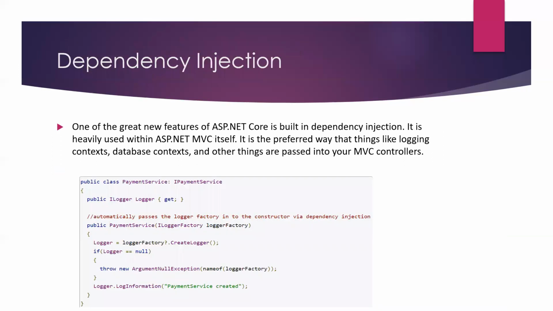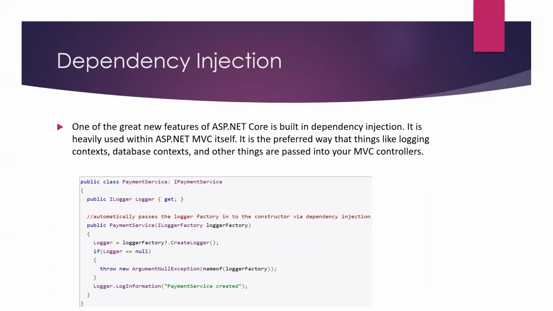Next is dependency injection. One of the greatest features of ASP.NET Core is built-in dependency injection. It is heavily used within ASP.NET MVC itself. It is the preferred way that things like logging context and database context and other things are passed into your MVC controllers. Before, we used to do dependency injection by using a third-party tool, maybe Autofac or the containers in Unity. We were always trying to use a third-party container to achieve dependency injection.